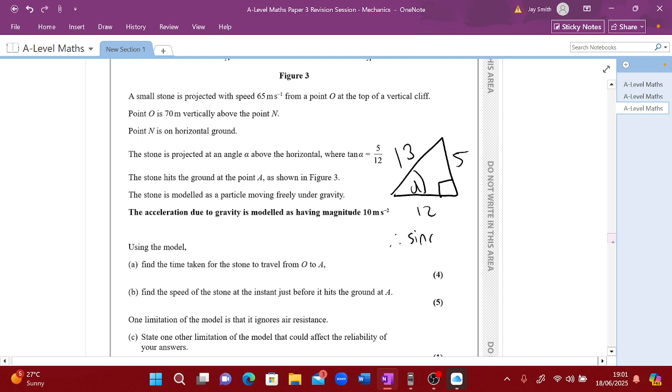Therefore, sine alpha is opposite over hypotenuse, which is 5 over 13, and cos alpha is adjacent over hypotenuse, so it's 12 over 13. There we are. Okay, we're nearly at the end now.